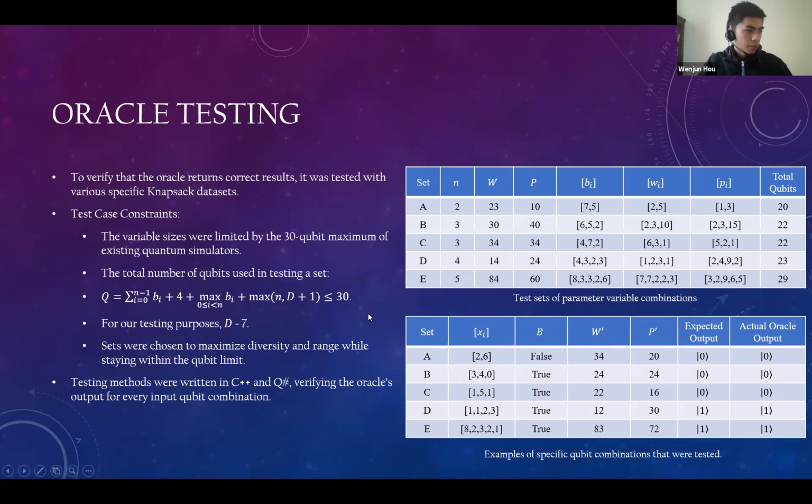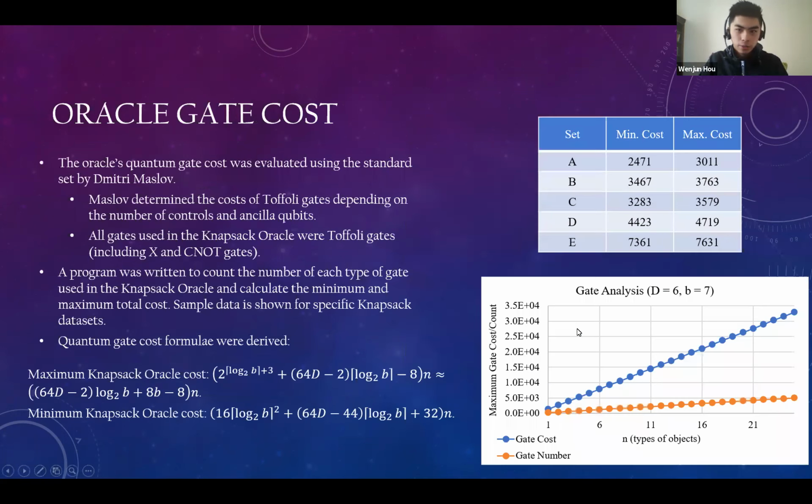And of course, I wrote everything in C++ and Q#. The quantum parts were in Q#. The non-quantum parts were in C++. And I also decided to analyze the complexity of my oracle, because that's important in deciding how efficient it is. And so there's a paper by Dmitry Maslov where he gives a table of the numeric cost of the Toffoli gate, of the X gate, and all the other gates. And so I used that metric to evaluate the cost of my oracle for the example data sets.